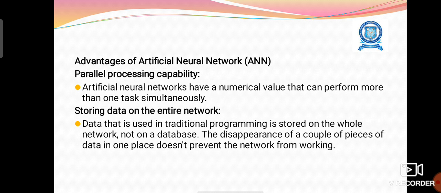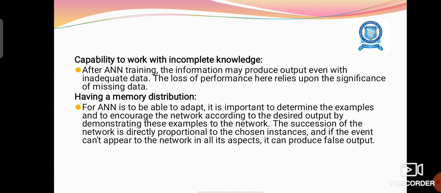Advantages of artificial neural networks. Parallel processing capability: ANNs have a numerical value that can perform more than one task simultaneously. Storing data on the entire network: data that is used in traditional programming is stored on the whole network, not on a database. The disappearance of a couple of pieces of data in one place doesn't prevent the network from working.